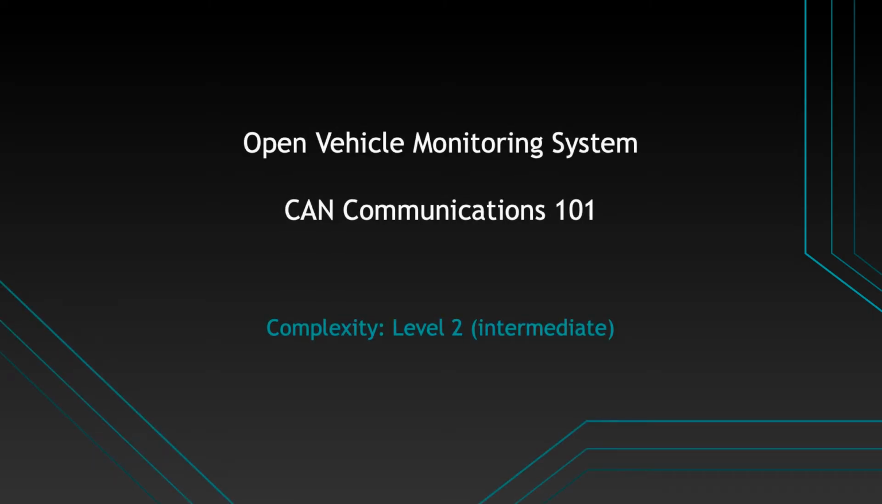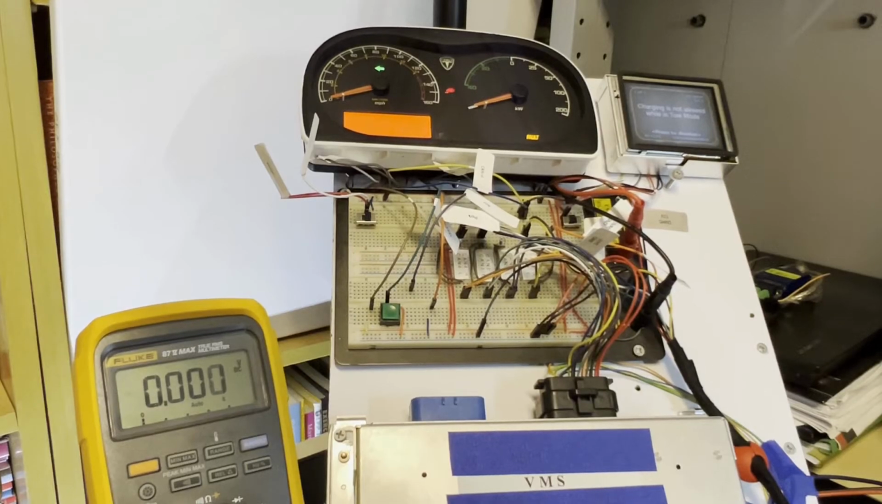In this first of a three-part tutorial, we will be talking about CAN bus communications. This is of intermediate complexity, designed for those with some knowledge of computers and electronics. For this, we will be using a benchtop test setup of some modules from a Tesla Roadster, connected via 4 CAN buses and powered by a 12 volts bench power supply.